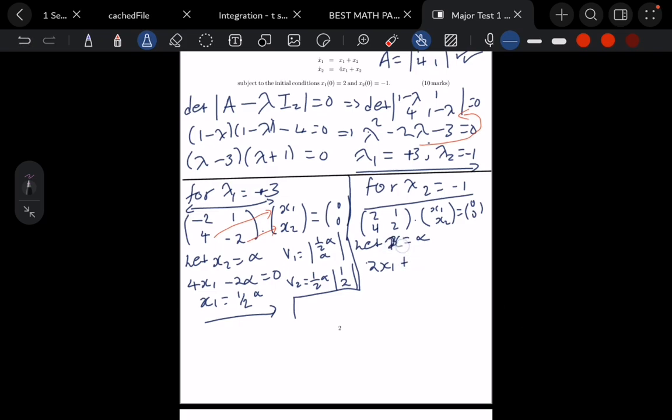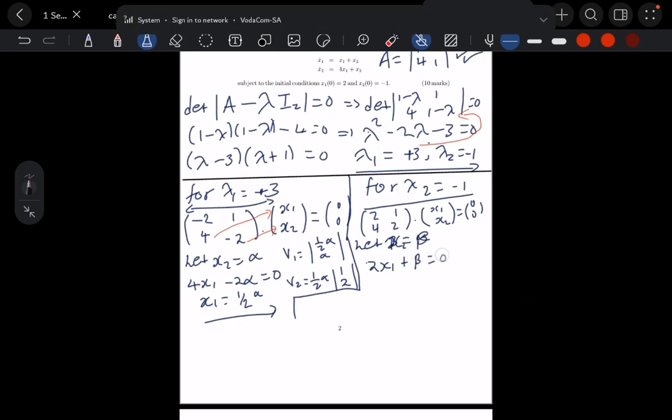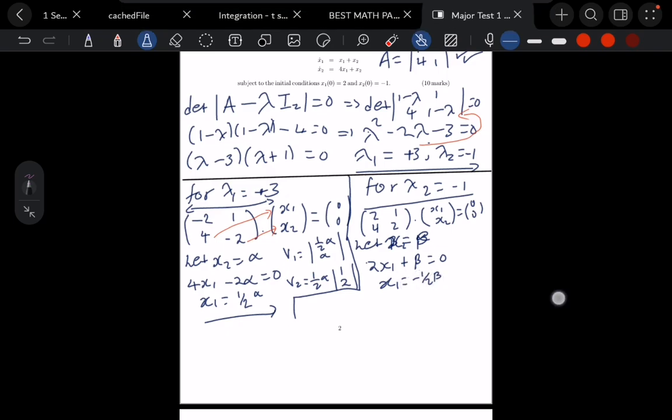Let x2 be beta, and then your x1 is going to be negative 1 over 2 beta. So in this case, we are going to have v2, which is negative 1 over 2 beta, and then your v2, it is negative 1 over 2 beta, which is 1 and negative 2. I think everything is correct.